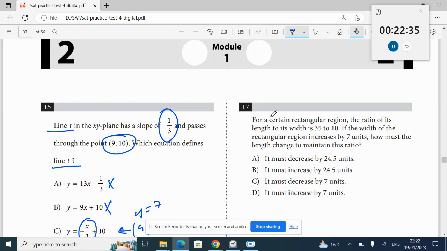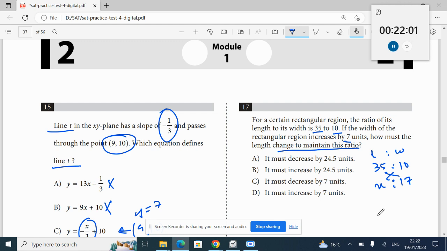Then we have question number 17. For a certain rectangular region, the ratio of its length to width is 35 to 10. If the width of the rectangular region increases by 7, how must the length change to maintain this ratio? So 35 to 10, this is the length, this is the width. The width now increases by 7, which means the width is now 17. What is the length? We can just cross multiply.